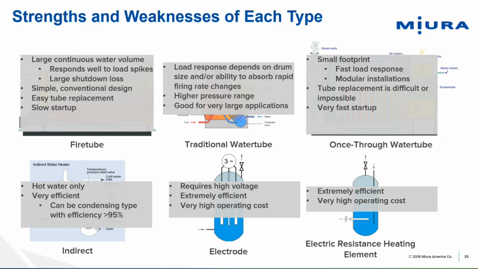Electrode and electric resistance. Electrode boilers are really high voltage, which is kind of a downside, but they're extremely efficient. But that doesn't mean a lot when you're paying a bunch for electricity. So they have really high operating cost. In the US right now, they generally don't make sense when you're just looking at operating costs. But in the future, we'll definitely see more and more of those. And then electric resistance heating element, same thing, very high operating costs, extremely efficient. I think they're generally a little bit lower output than an electric boiler, but they also have their advantages in the electric market.